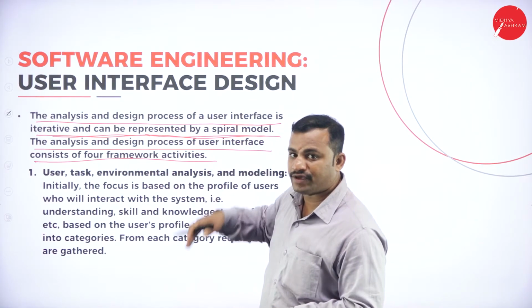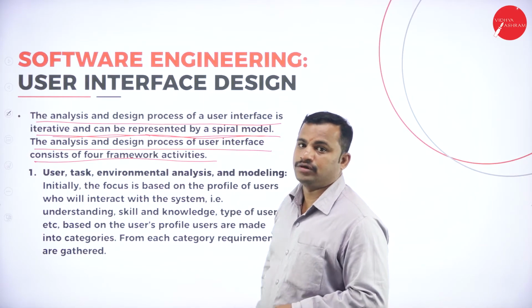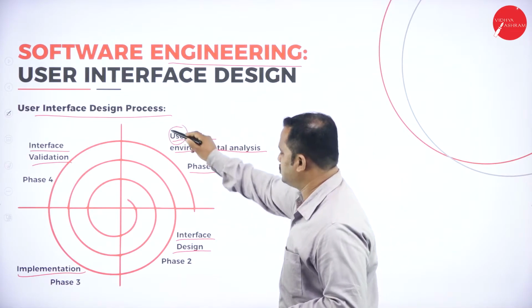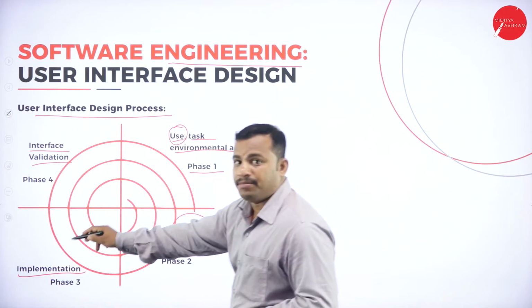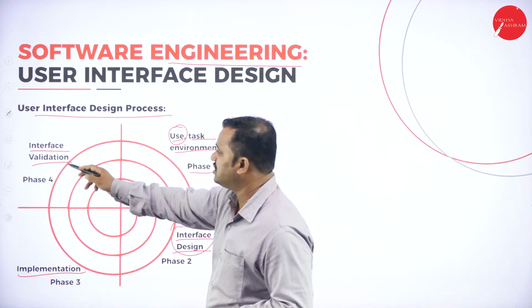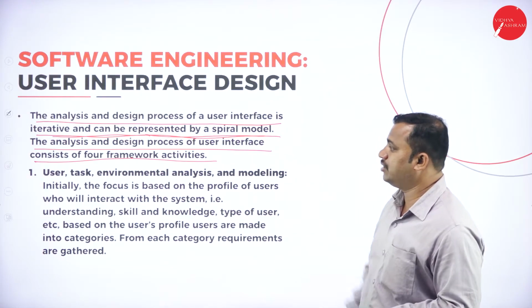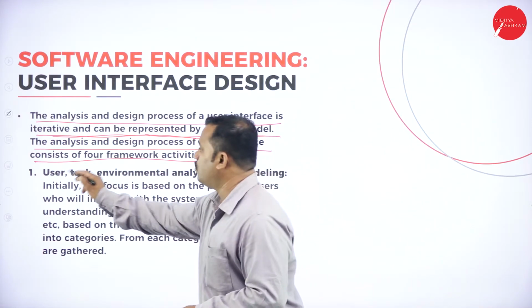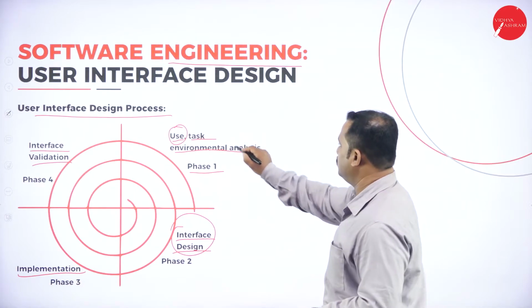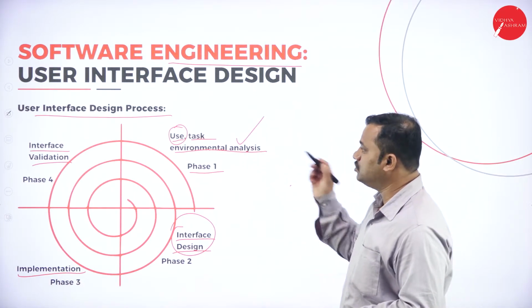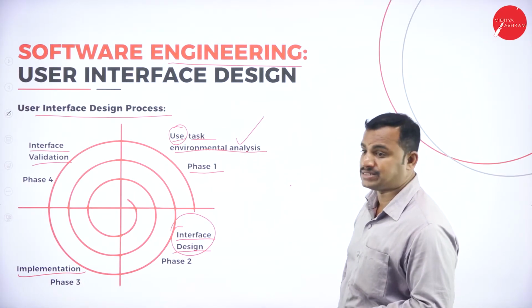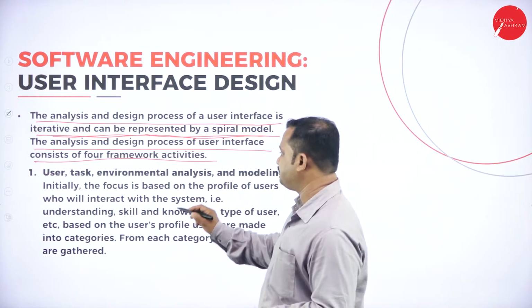That is phase 1, phase 2, phase 3, phase 4. That is user interface analysis, design, implementation and interface validation. All these are certain types of design process that is carried out in that form. If that is the case, what is the meaning of this user interface analysis? That means the user and task environmental analysis. Let me explain that to you.